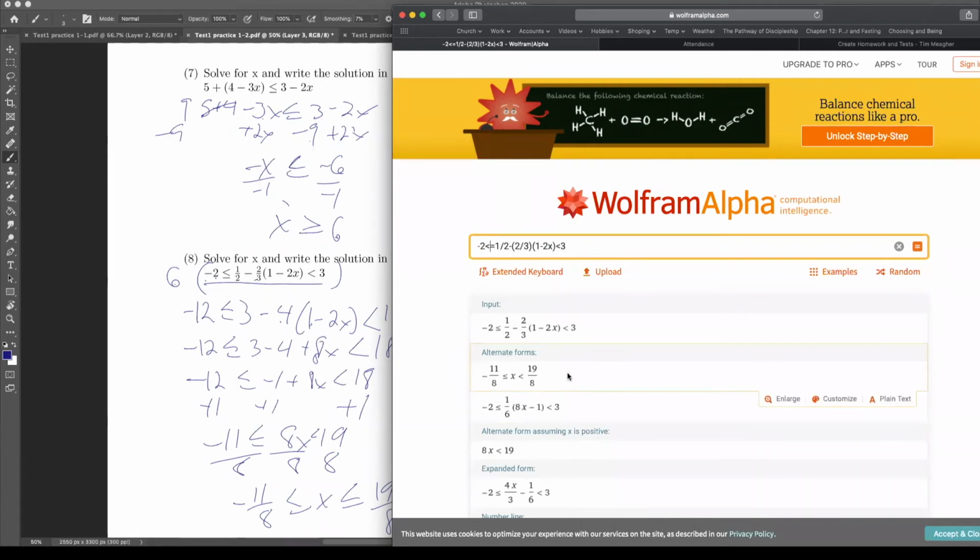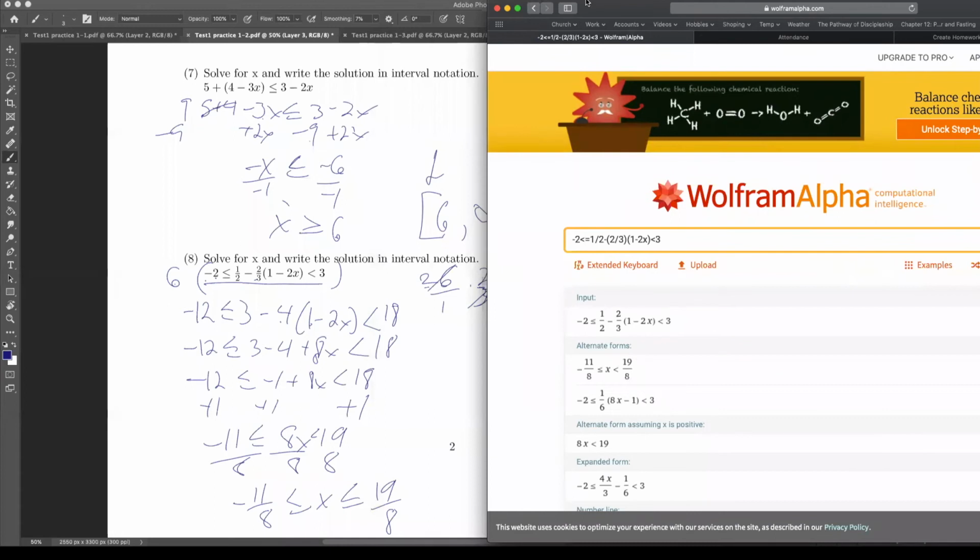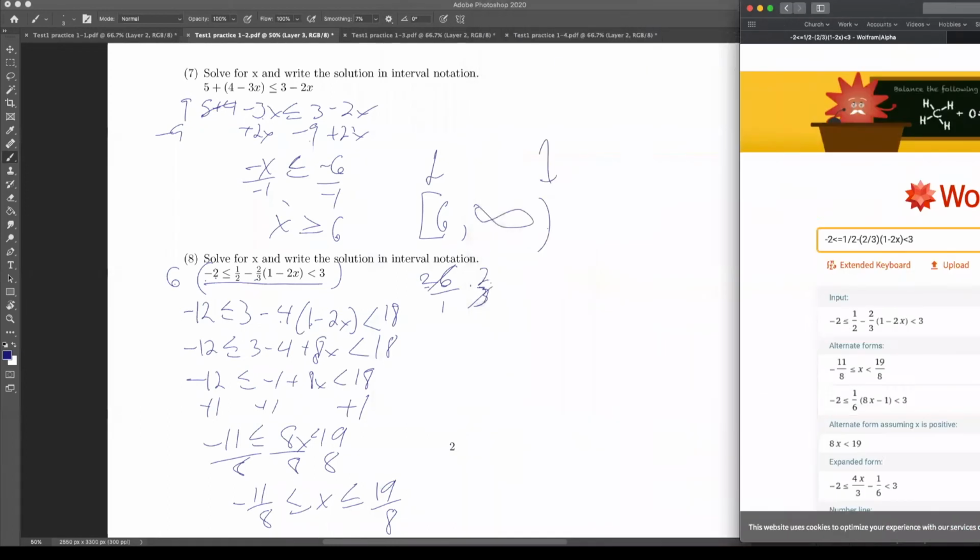Now, is this what we want? Not quite. We wanted an interval notation. And so let's just convert this into interval notation. But we get the same answer we got here. So it's just a good way to check. By all means, you only get one submission.